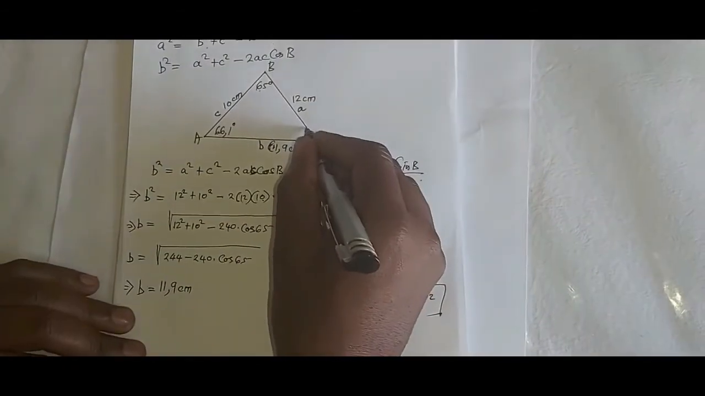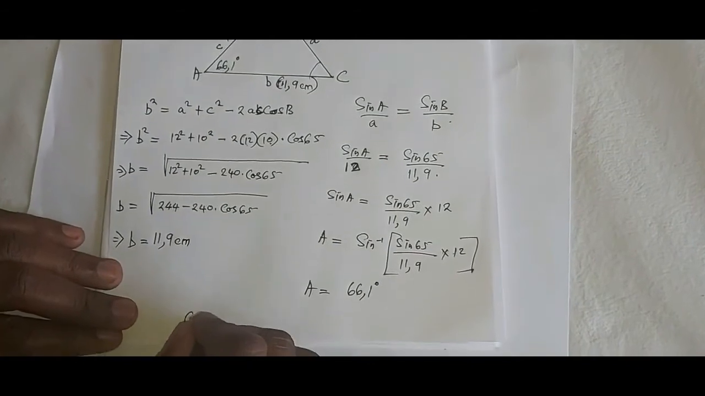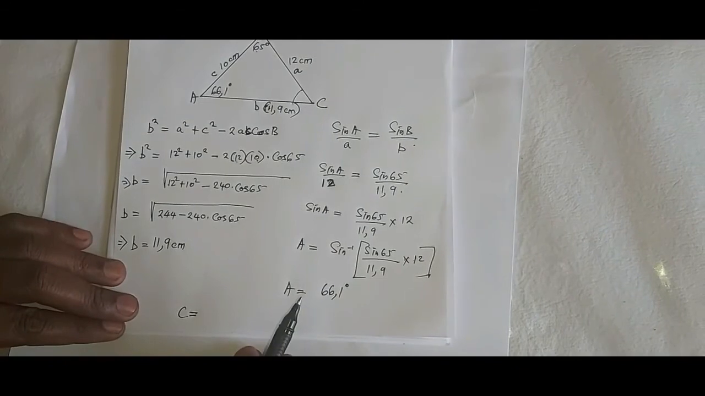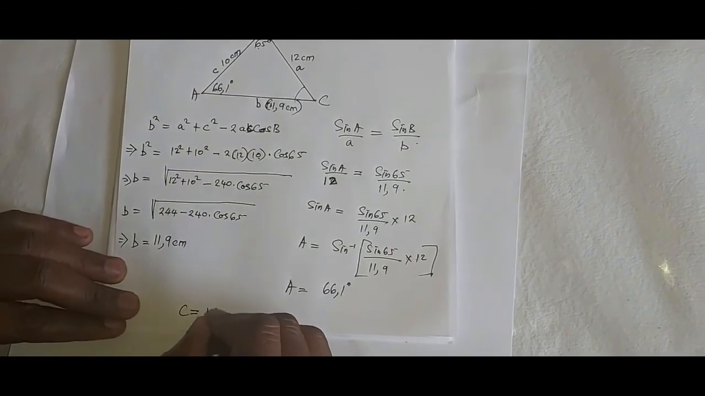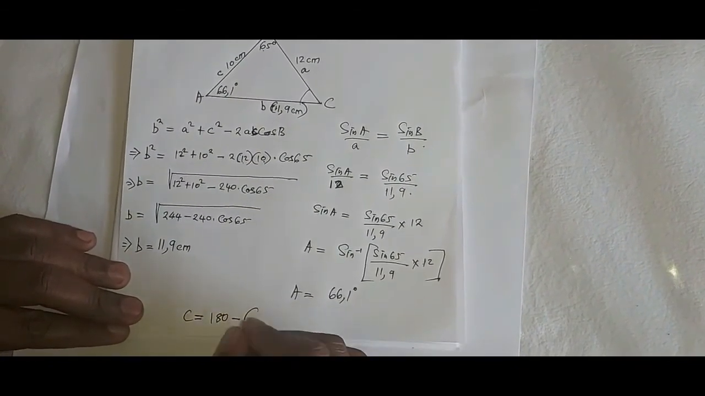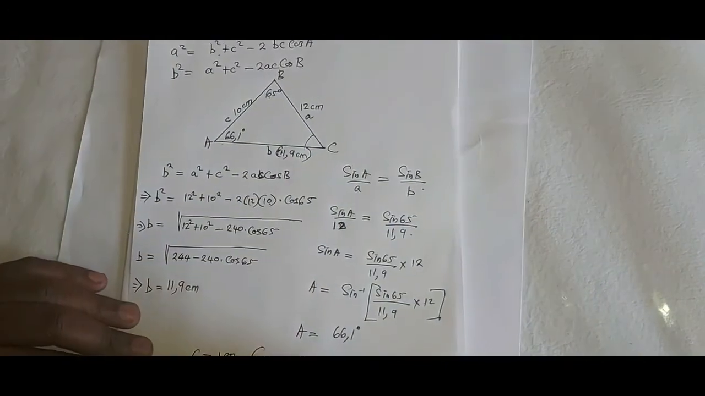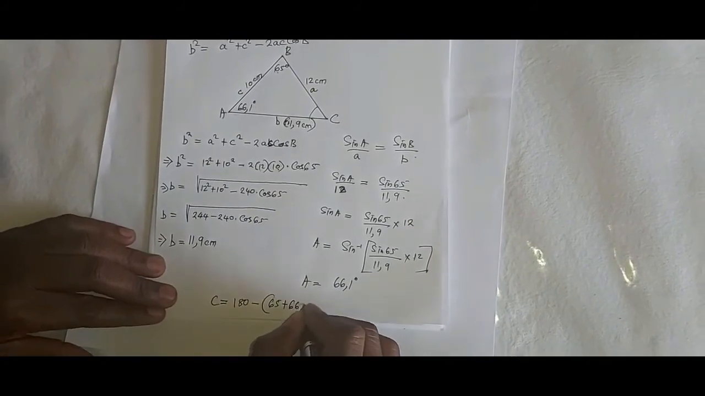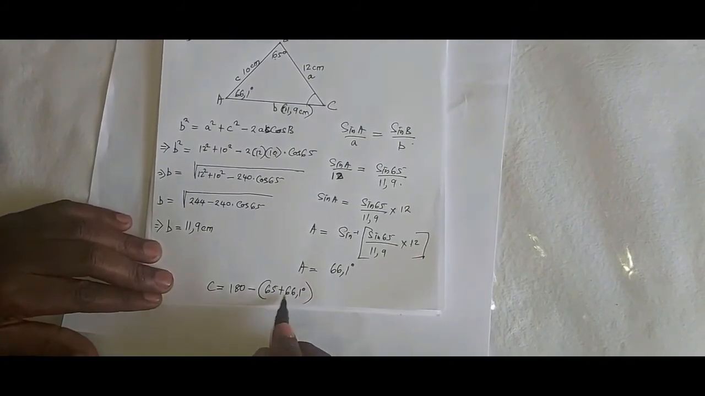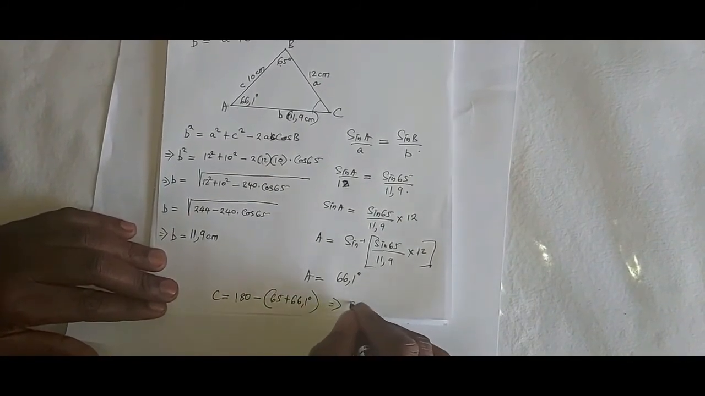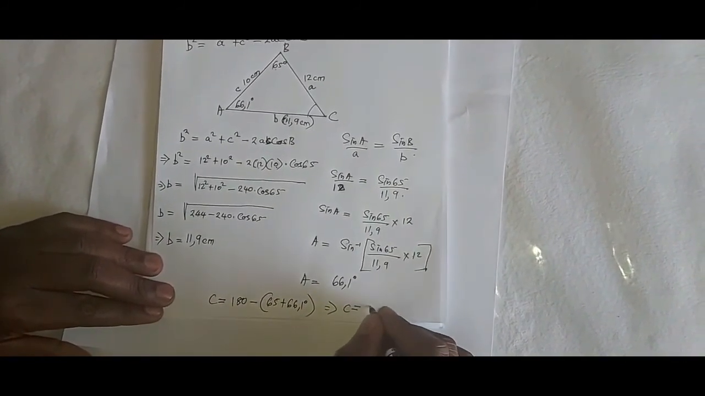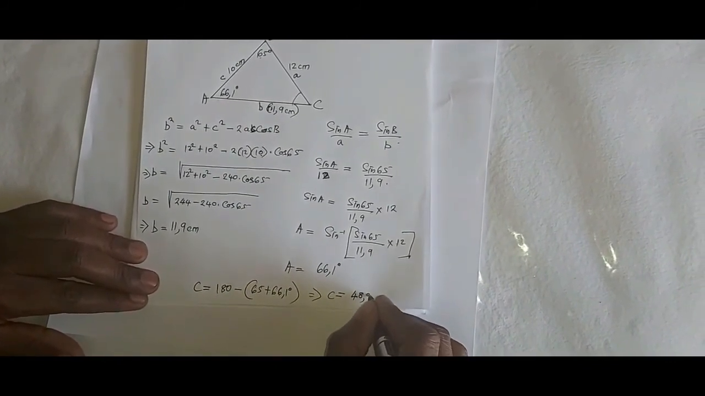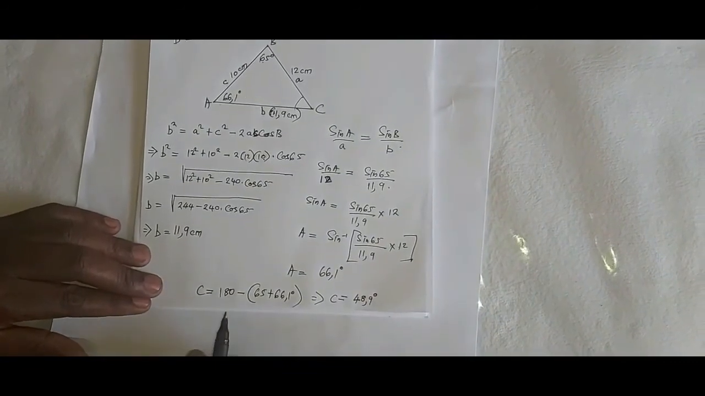Now we are left with angle C. For angle C, we use the fact that angles in a triangle add up to 180, which means it will be equals to 180 minus, open bracket, we want to add this one and that one, 65 plus 66.1 degrees. Then we subtract from 180, which means my C is equals to 48.9 degrees. So can you see that one?